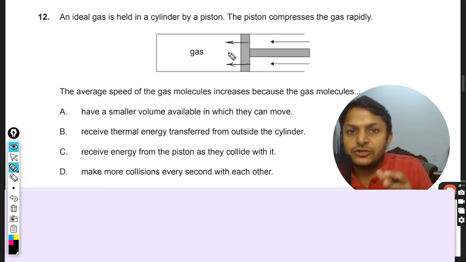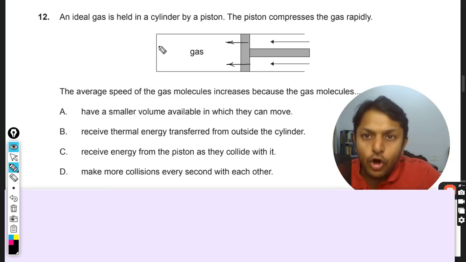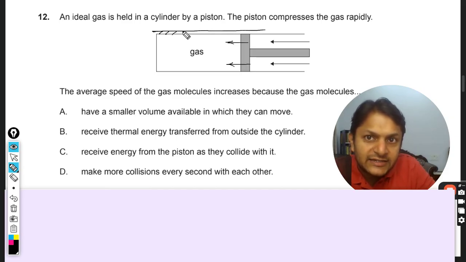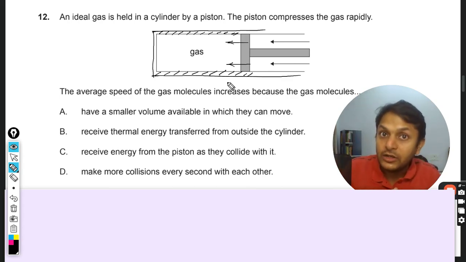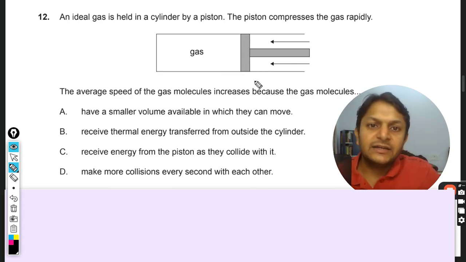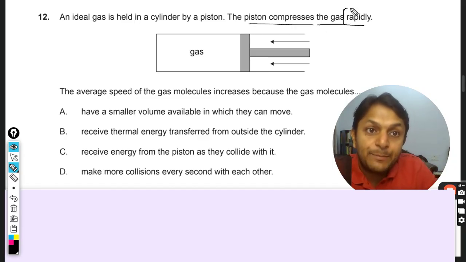It could be isothermal if the temperature is supposed to remain constant. Now the walls are not adiabatic walls. An adiabatic wall is shown as thick walls like this. This is the adiabatic wall, but they are not showing this container with the adiabatic wall. So these are not adiabatic walls. But there is something written in the question. The piston compresses the gas rapidly.